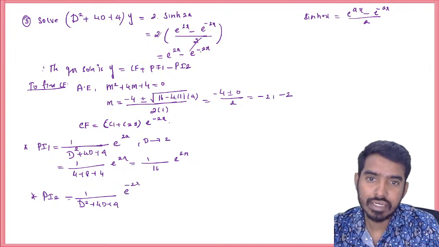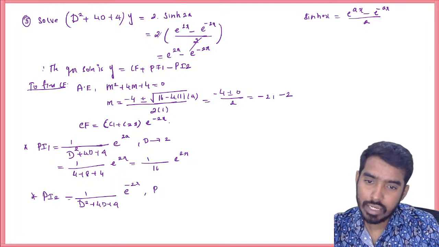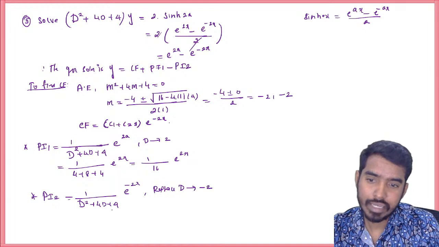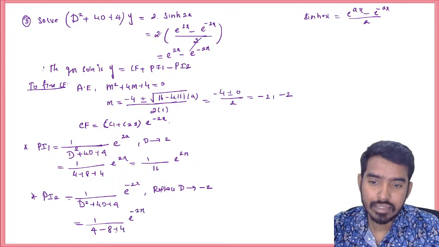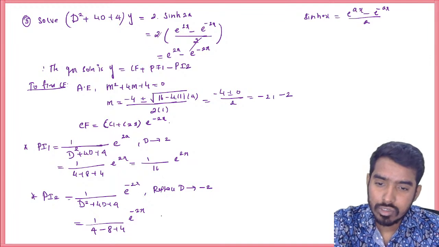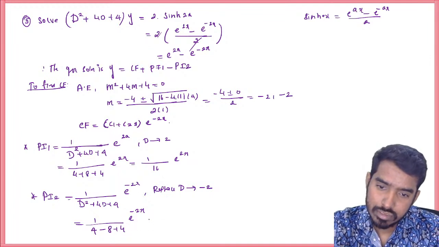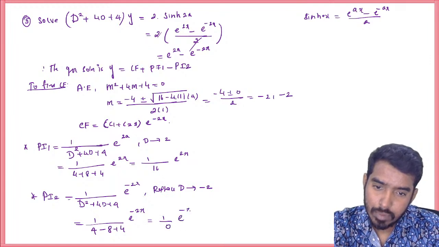For pi2, it is e power minus 2x. Now replace d to be equal to minus 2. This will be 1 divided by minus 2 square is plus 4. It will be minus 8 plus 4 e power minus 2x, right? This is 0, so it is 0, right? So we will have 1 by 0 into e power minus 2x.